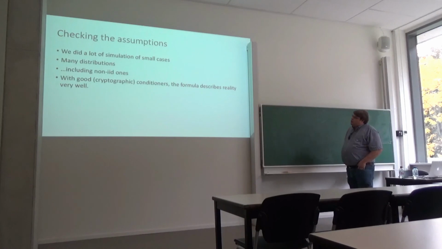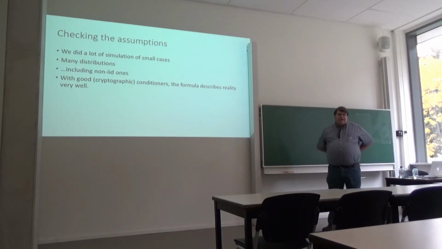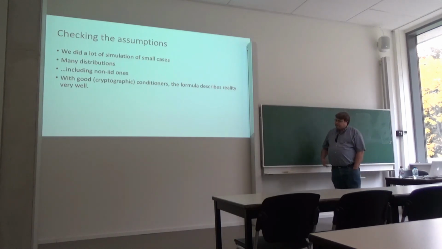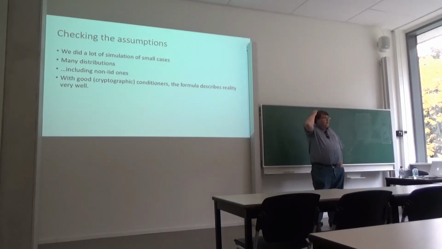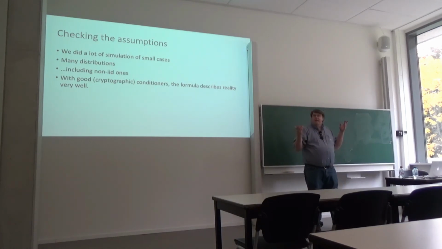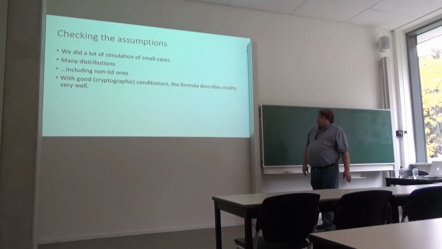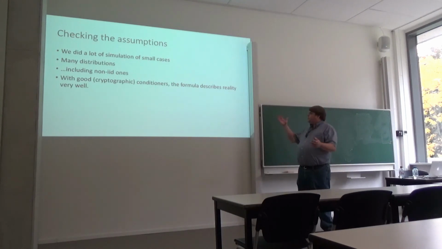So what we did with checking the assumptions, because we did assume a near uniform distribution, we ran a lot of simulations with obviously small cases, because you can't enumerate when you've got 120-bit outputs. I mean, you'd have to convert the solar system to computing resources first. So we did a lot of simulation of small cases with many different distributions, for example taking a third order Markov distribution with 2 bits of entropy per sample, generating 8 samples at a time and putting them through our conditioning function. And we verified that we consistently got very good agreement between our predictions and the actual numbers that we could measure. So our belief is that with good cryptographic conditioning functions, this formula describes reality very well.